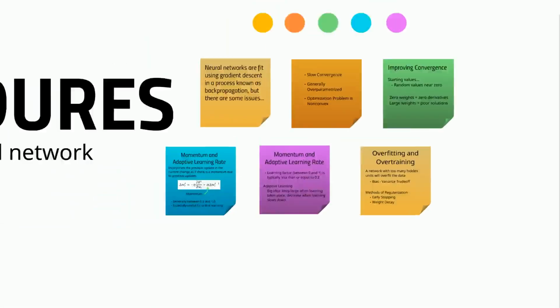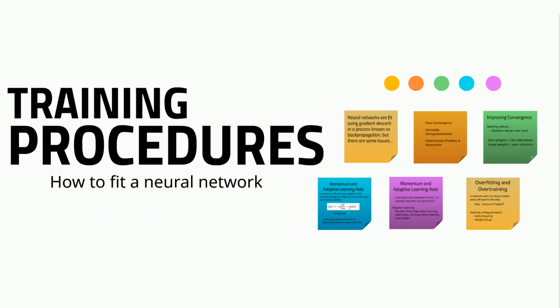All right, so this is going to bring us to the end of our video on training procedures. In a quick summary, we use gradient descent and backpropagation to fit our networks. However, those run into the issues of slow convergence. They're generally too complex and over-parameterized, and the optimization problem is non-convex. We solved that first non-convex problem by starting with random values near zero and doing this multiple times.